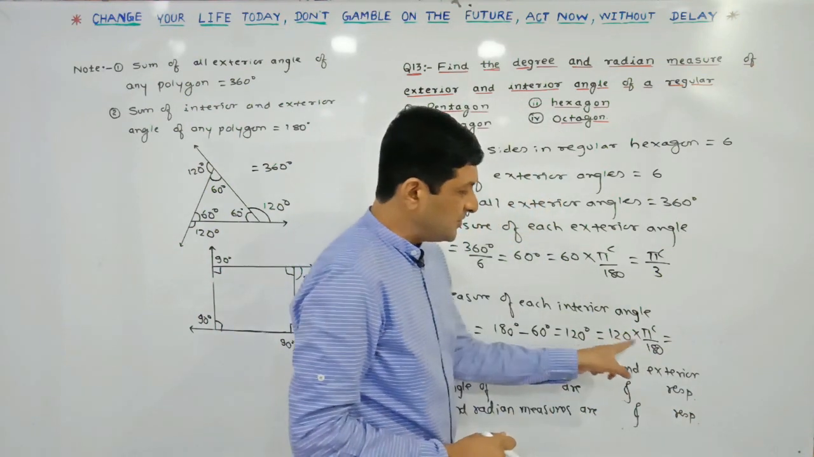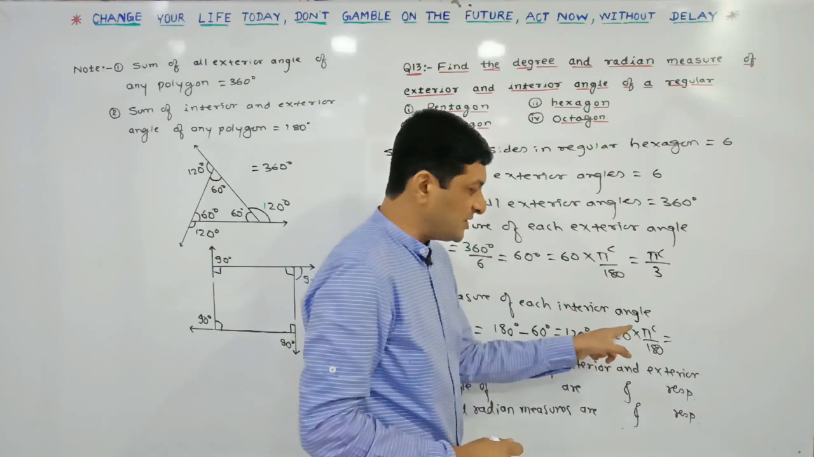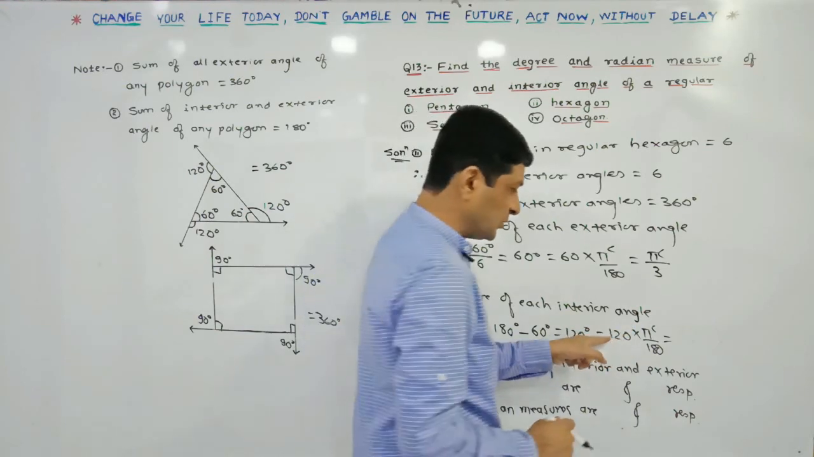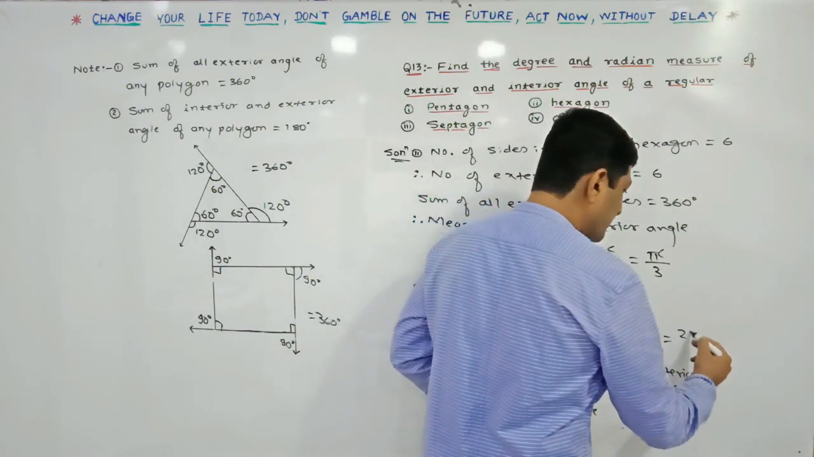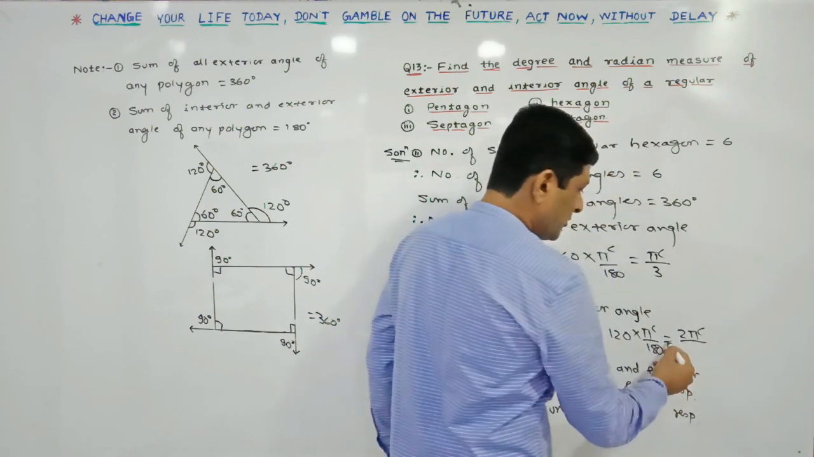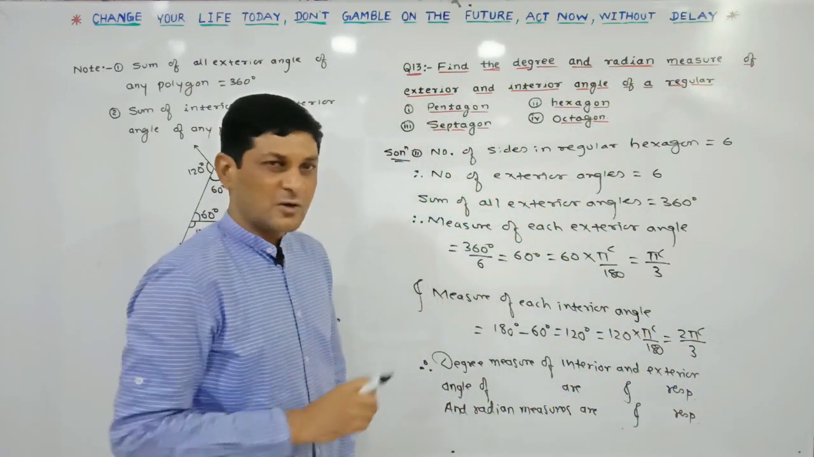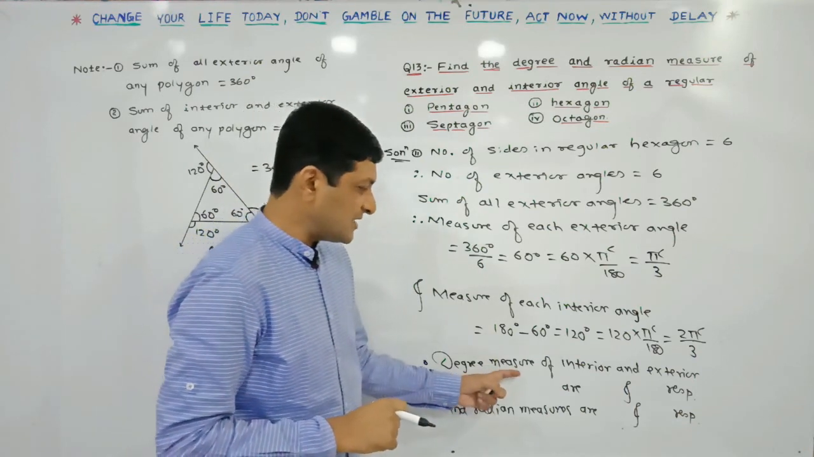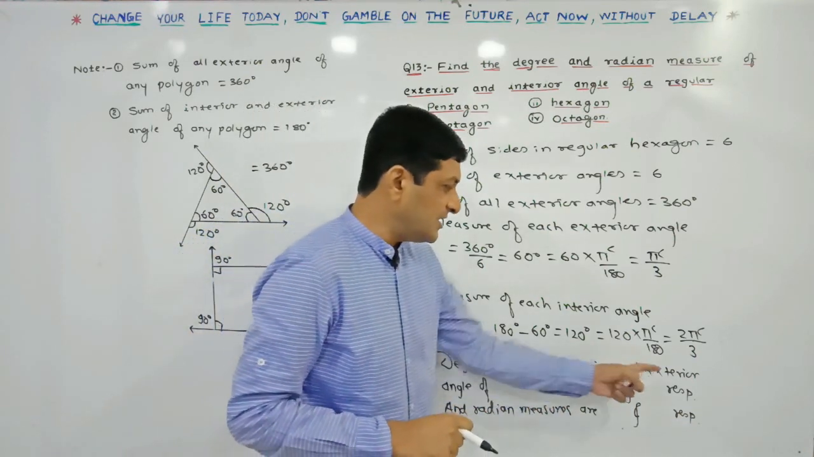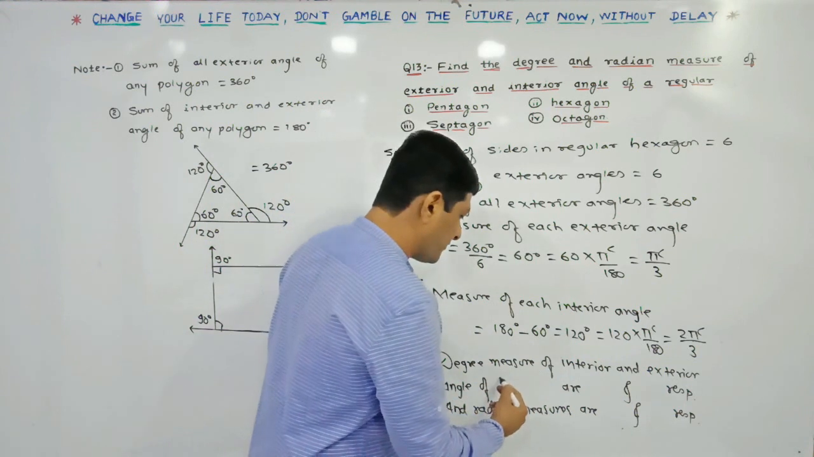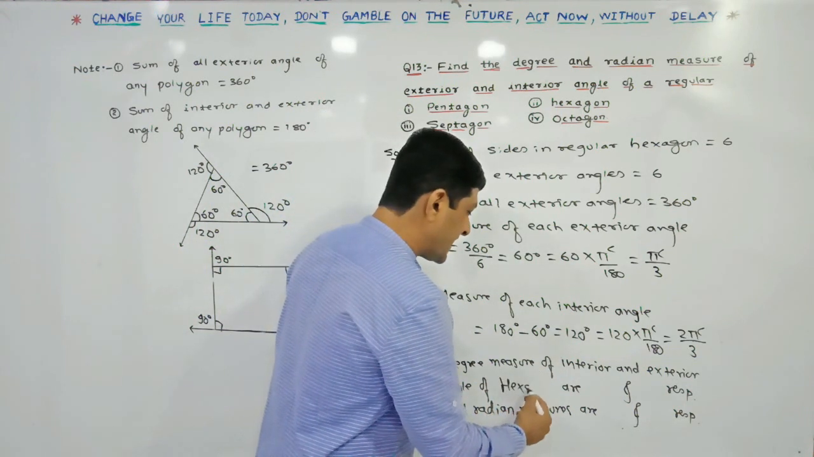Now here we can easily observe that both the numbers are divisible by 60. 60 twos are 120, means 2 into pi will be equal to 2 pi radian, and in the denominator 60 threes are 180. In this way we have got the radian measure of this angle. So that's why we can say that the degree measure of interior and exterior angle of which polygon? Hexagon.